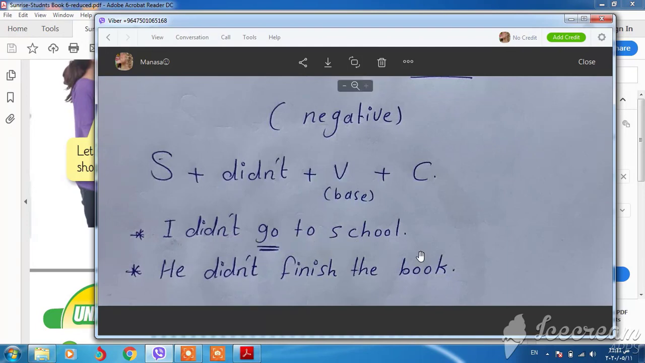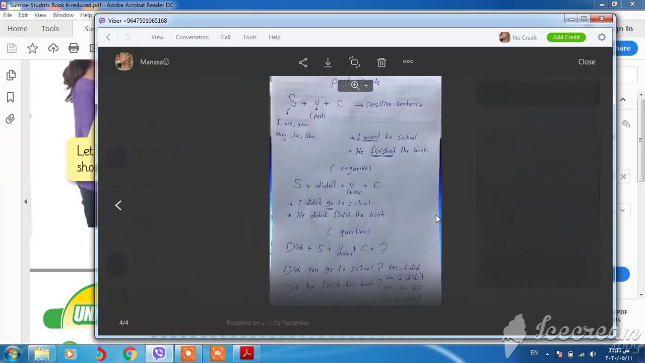He didn't finish the book. Okay, he didn't finish the book. It is didn't, it is for negative, and finish it is verb base. Okay, how do we know that the sentence is negative? By having didn't. Okay.